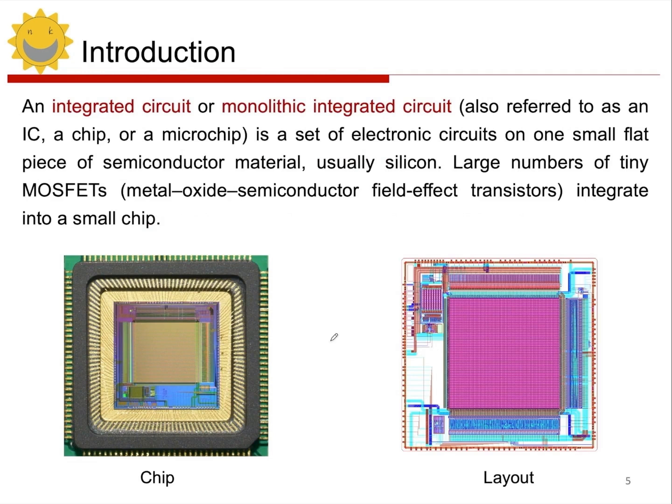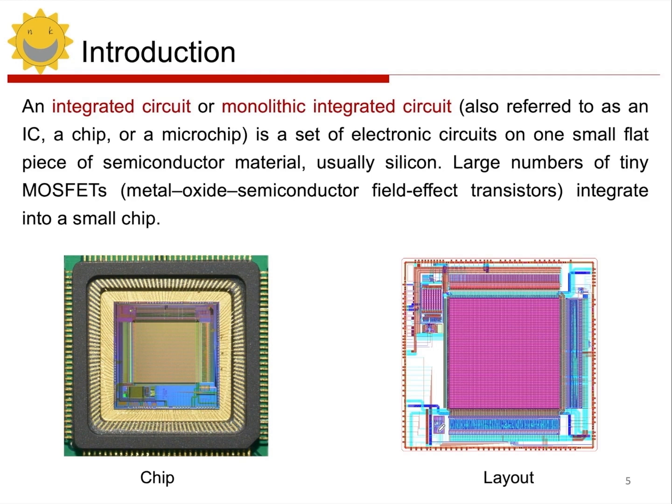First, let's understand what an integrated circuit is. An integrated circuit, also known as a monolithic integrated circuit or IC, is what we commonly refer to as a chip. It integrates various electronic components and circuits into a very small, thin slice made of semiconductor material. This semiconductor material is usually silicon. On this thin slice, there are a large number of very small components called field effect transistors, which we refer to as MOSFETs. The photo in the lower left corner shows a chip.